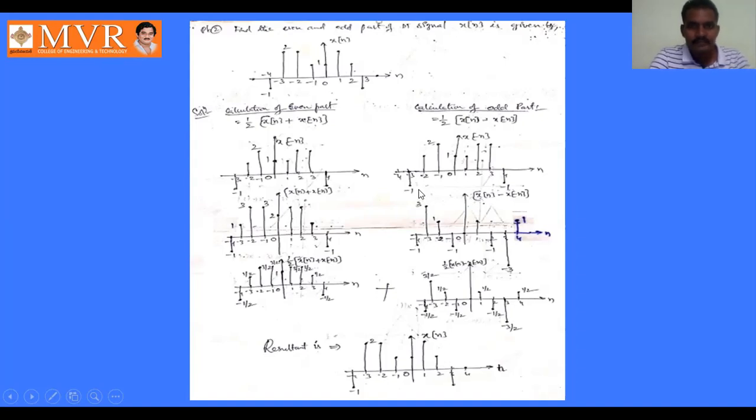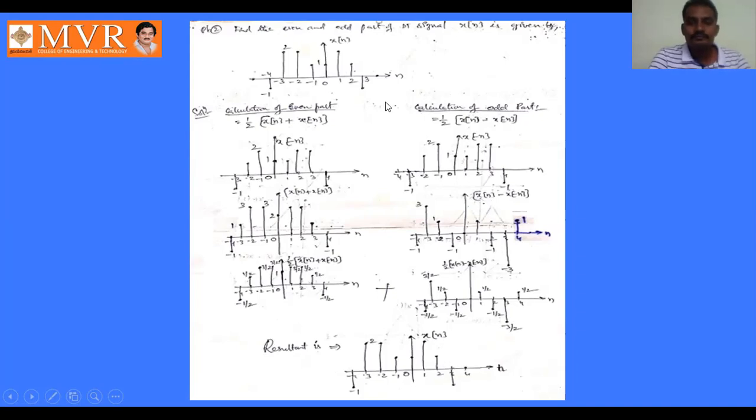2 minus of minus 1, 2 plus 1, that is 3. Okay, and at minus 2 its value is 1, and at 2 its value is 2. 2 minus 1, 1. And at minus 1 its value is 1, and at 1 its value is 2. 1 minus 2, minus 1. At 0 its value is 1 and 1, 1 minus 1, 0. And at 1 its value is 2, and at minus 1 it is 1. 2 minus 1, 1. And at 2 its value is 1, and at minus 2 its value is 2. 1 minus 2, minus 1.